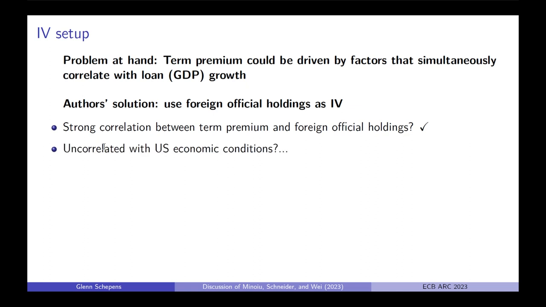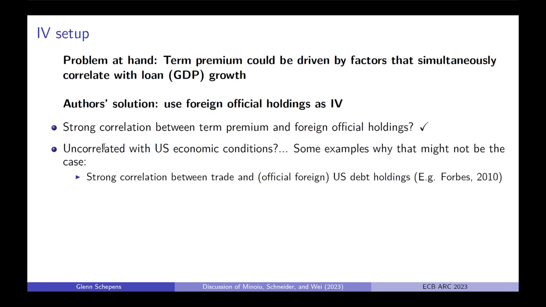The larger concern is about the exclusion restriction here. As you said, in principle, if it's a good IV, it should be uncorrelated with U.S. economic conditions. And that, I think, is a lot more questionable because you could come up with a number of examples that might violate this assumption. For example, there's evidence out there that there's a strong correlation between official holdings of U.S. debt and trade between this third country and the U.S. So any large economic shock that's happening in the U.S. will most likely have a strong impact on this trade partner as well. It will affect its dollar reserves, its dollar holdings, and hence its foreign U.S. debt holdings, because that's one of the places where it's going to be investing these dollars. So that already might be problematic for the instrument.